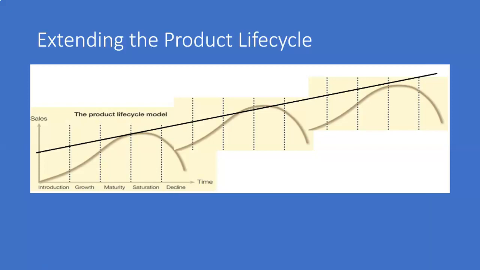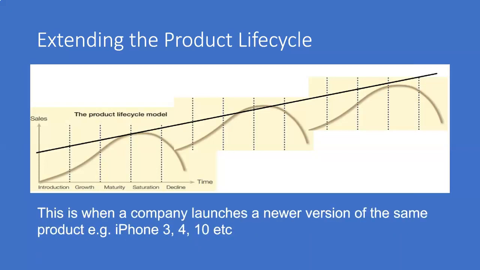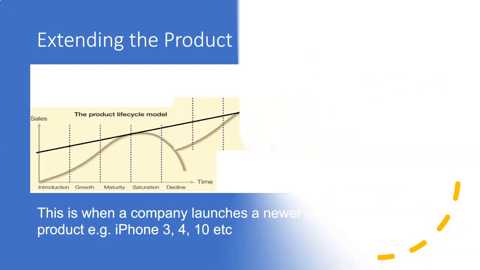This heading is called extending the product life cycle. This is when a company launches a newer version of the same product. For example, iPhone 3, 4 or iPhone 10, etc. Okay, next slide is more about extending the product life cycle.